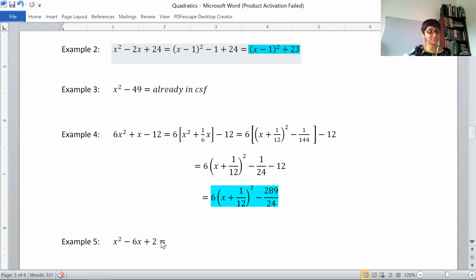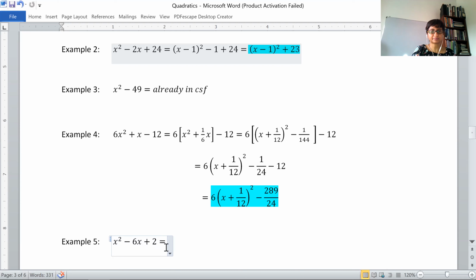If anyone has any questions like what Afra had, how did my 1 over 144 suddenly become 1 over 24 in the next line? Because it's difficult, you might not see it. I have removed that square bracket by multiplying 6 by the two things in that bracket. So that's how it became 6 times that square thing minus 6 times 1 over 144 gave me 1 over 24. Okay, please make sure you follow every step, you understand every step and every little thing.